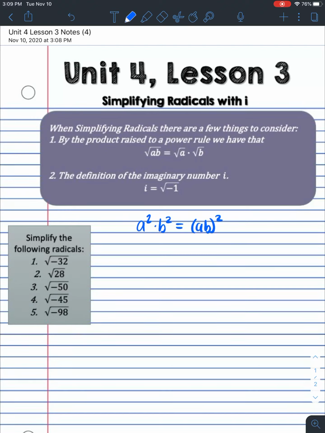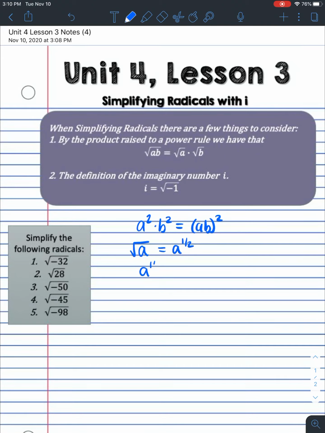So what we need to apply here is that the square root of a is the same thing as saying a to the power of 1/2. So that's what we're doing. We're raising something to the power of 1/2 when we're taking the square root of it. Okay, so that means that we can use the product raised to a power rule and convert that to radicals.